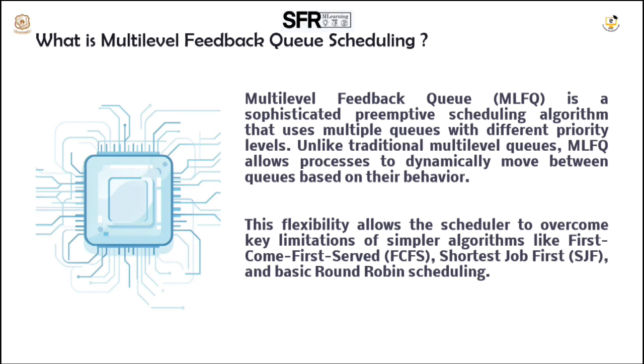Next, what is multi-level feedback queue scheduling? Multi-level feedback queue is a sophisticated preemptive scheduling algorithm that uses multiple queues with different priority levels. Unlike traditional multi-level queue, MLF queue allows processes to dynamically move between queues based on their behavior. This flexibility allows the scheduler to overcome the key limitations of simpler algorithms like first come first serve, shortest job first and basic round robin scheduling.